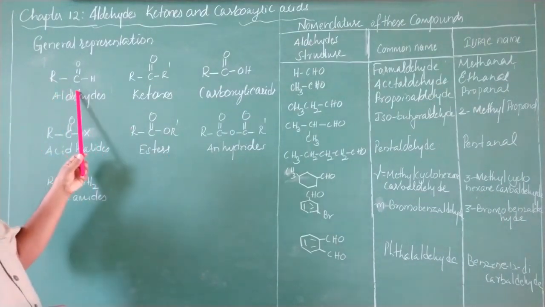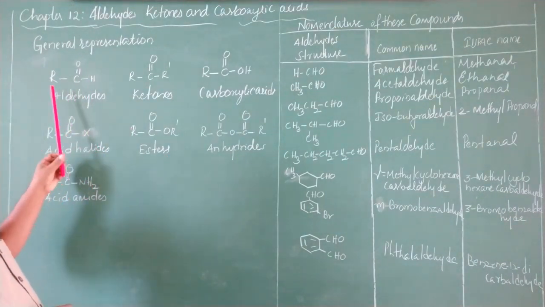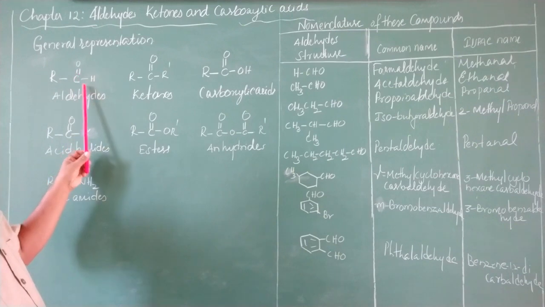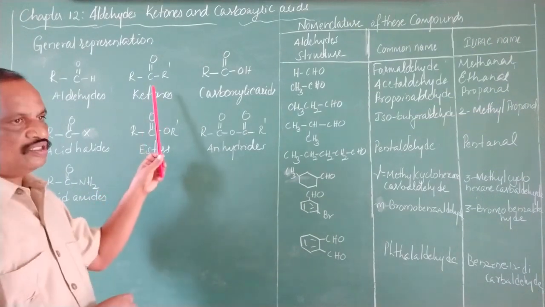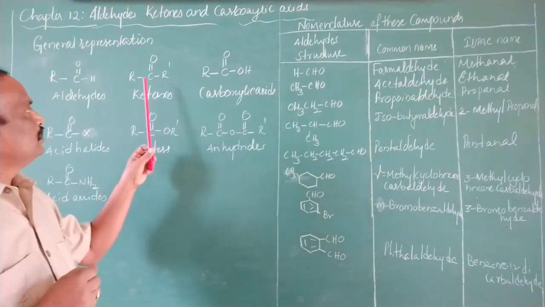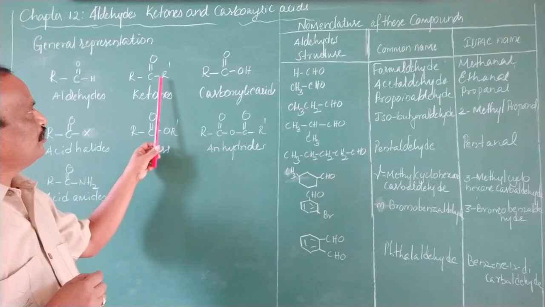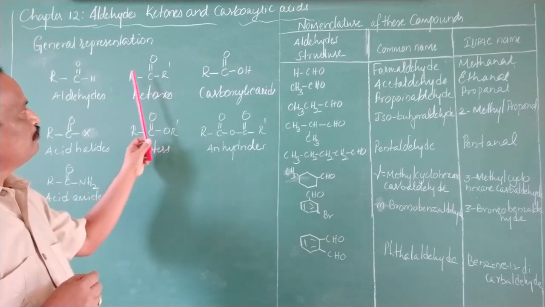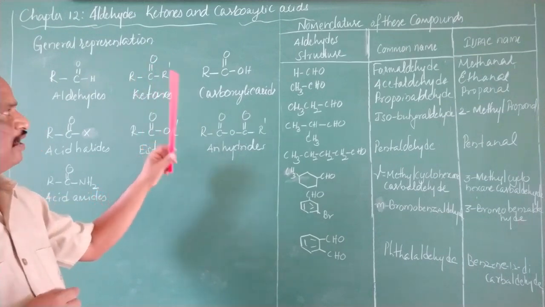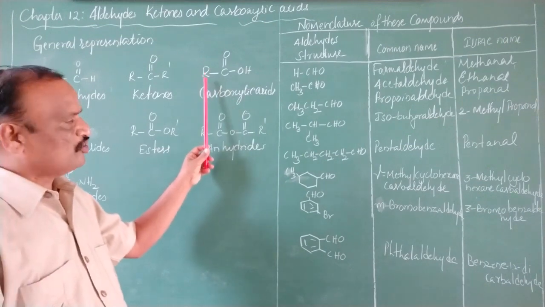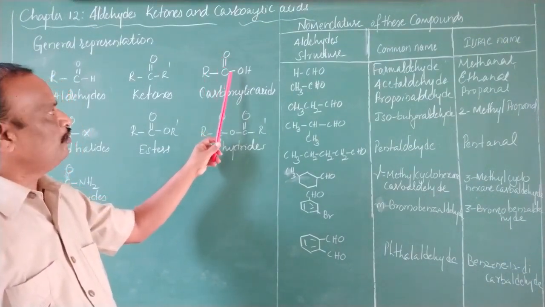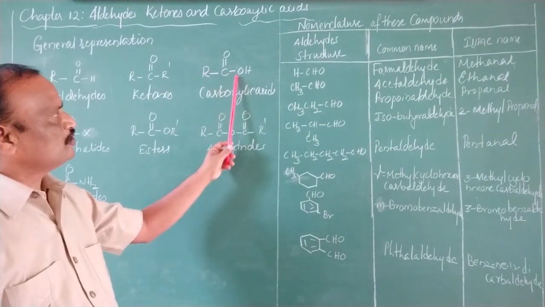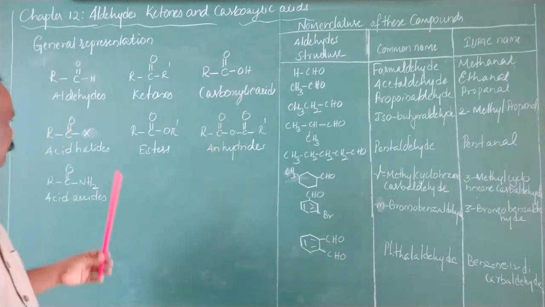One is aldehydes. The general representation for aldehyde is RCHO. We write C=O and H. It is written like this. Ketones are the class of organic compounds containing C=O as the functional group. This ketonic group is bridged between 2 alkyl or aryl groups. Carboxylic acids also contain the C=O carbonyl group. So one side alkyl group is there, other side OH group is there.